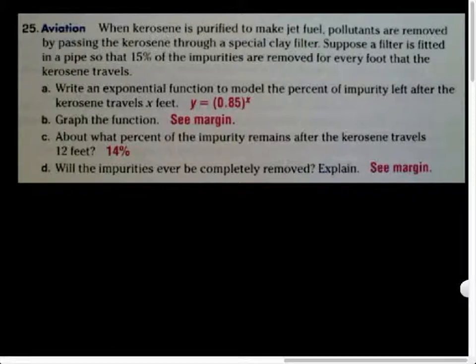So what we've got is, think about it this way. If it's 15% less, the percent that remains is 85% remains.